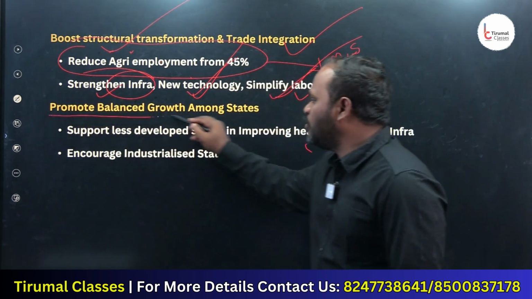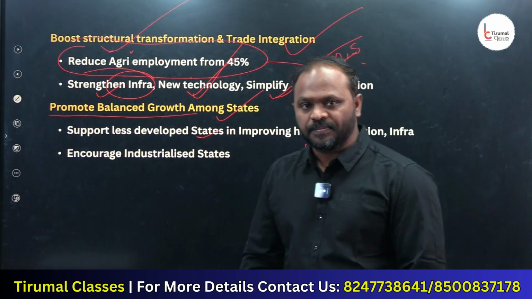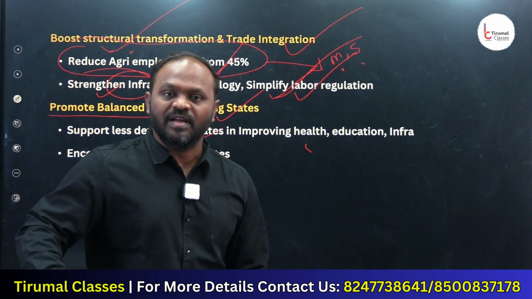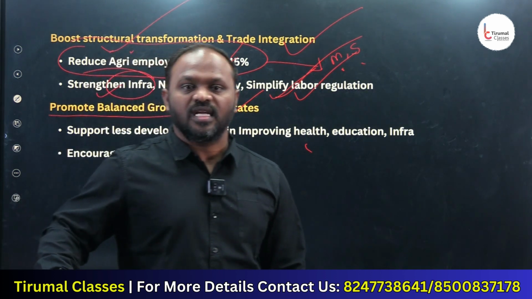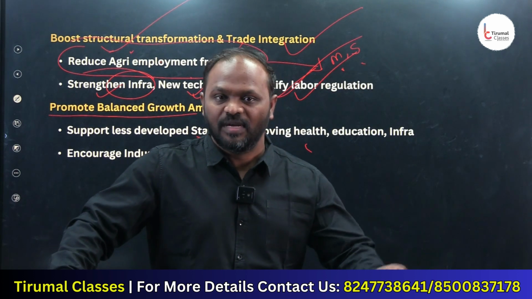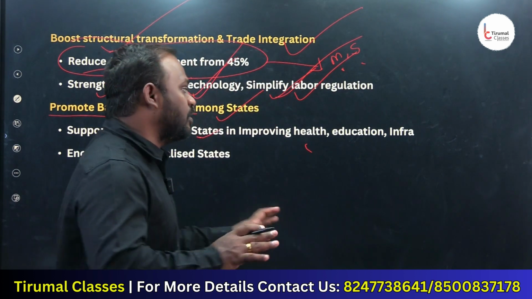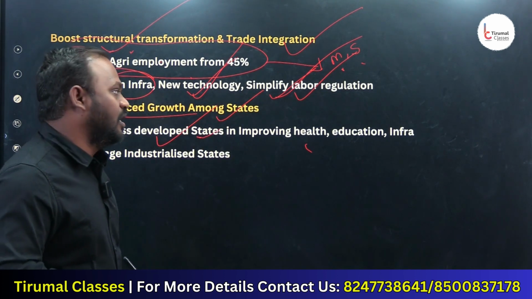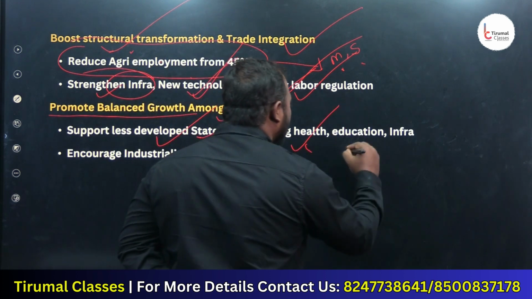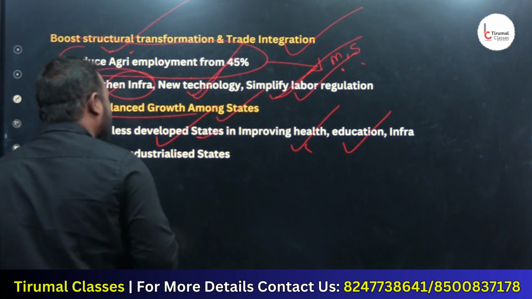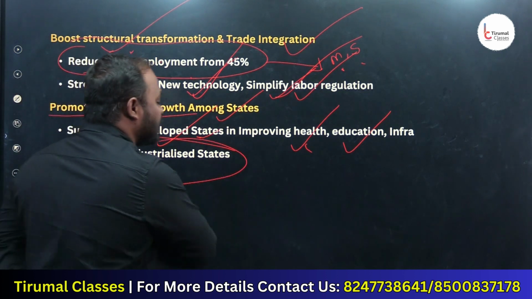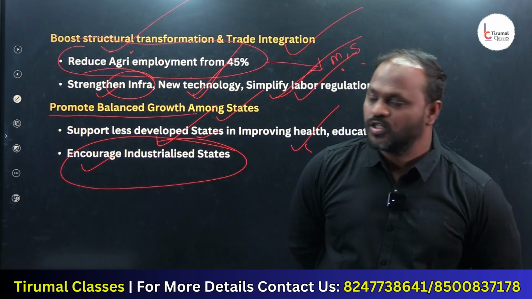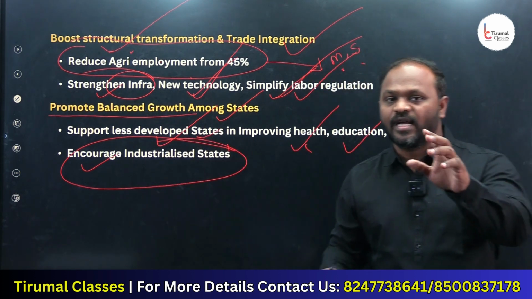Next, third one, promote balanced growth among the states. See, in India we have states and union territories. Do they have balanced development? No. Some states are highly developed, some states are least developed in India. That is why the World Bank said there should be equal development of all the states in India, with respect to their health conditions, education, infrastructure, and encourage industrialized states. The states which have more industries can be encouraged, and all the states must have equal development.